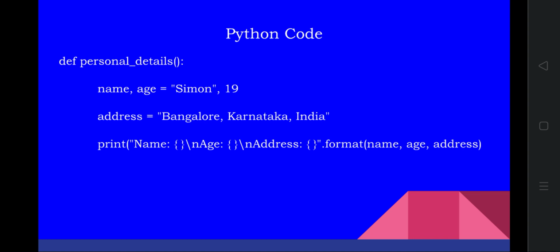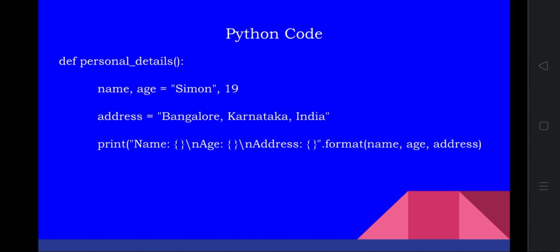Then age colon, again the placeholder. So the word age colon will be displayed, and then the placeholder will get the value of the variable age, and then after that backslash n will give the next line. Wherever you want a new line to begin, we can use backslash n, that is the formatter. Then address colon, again the placeholder, the curly braces. Okay, now we have closed.